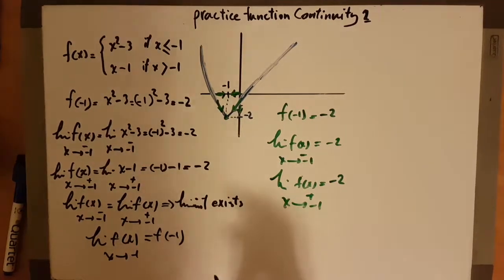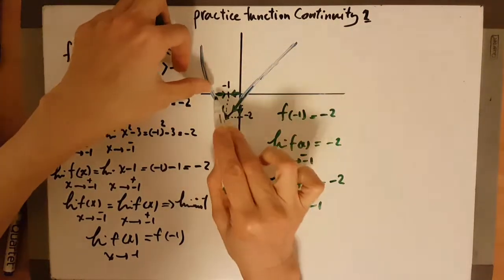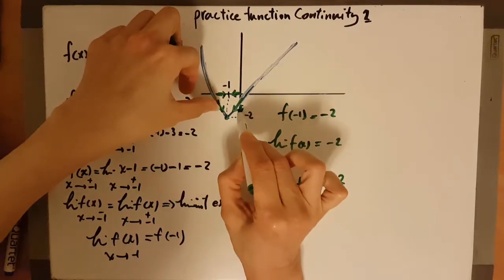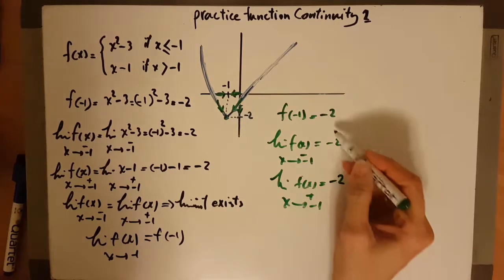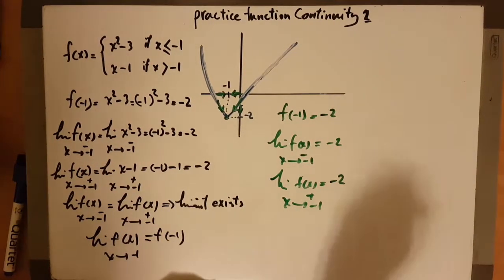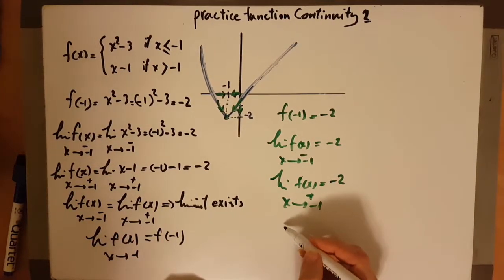So from both sides, if I go here, I go to -2. If I go here, I go to -2. So in both cases, I end up going to -2. All of this is equal, so the function is continuous.